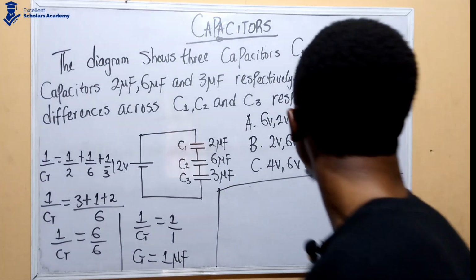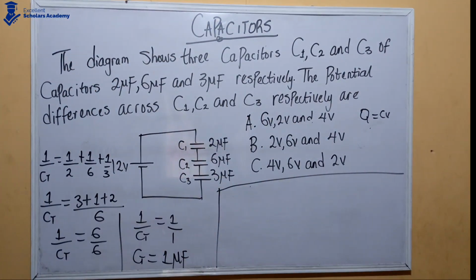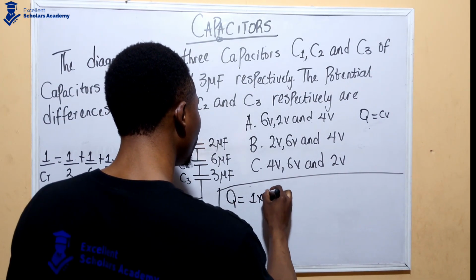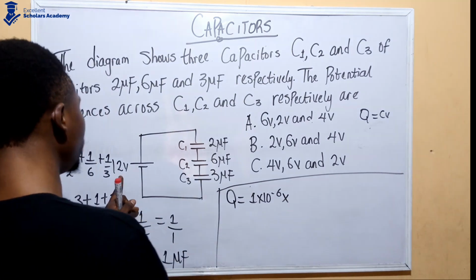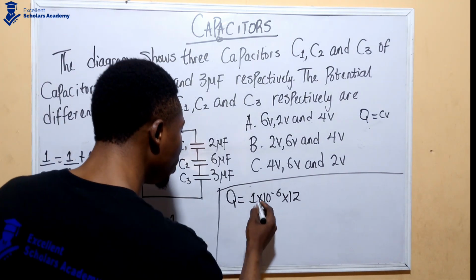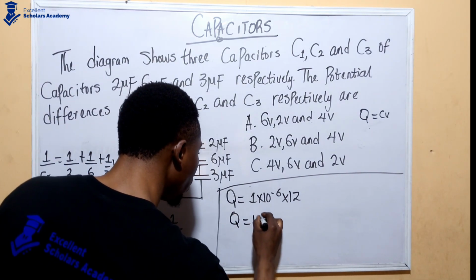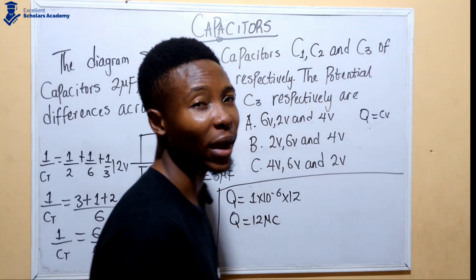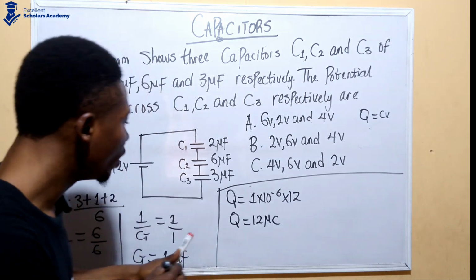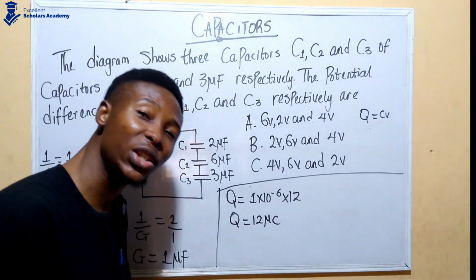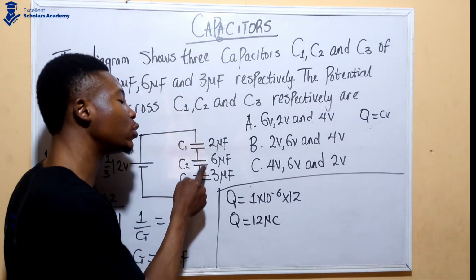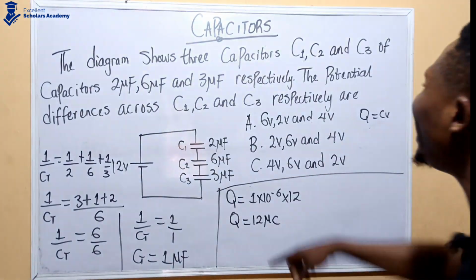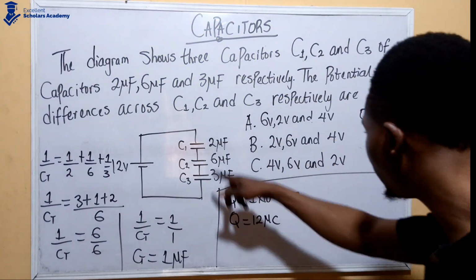Now, let's get the charge. Charge is going to be equal to 1 times 10 to the power of minus 6 multiplied by the total voltage, 12 volts. So Q is equal to 12 microcoulombs. This is the total charge, and it is still the same charge flowing through this capacitor, through this capacitor, and through this capacitor. So now we can find the voltage on each capacitor.